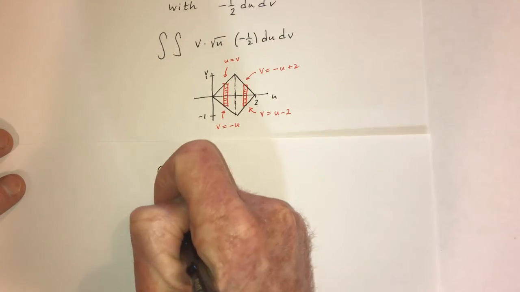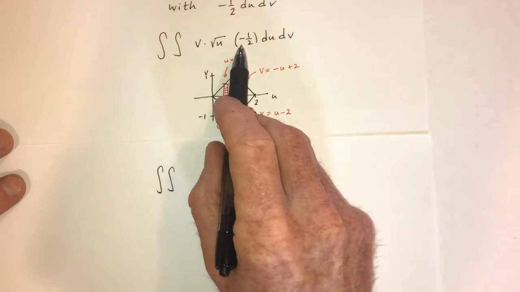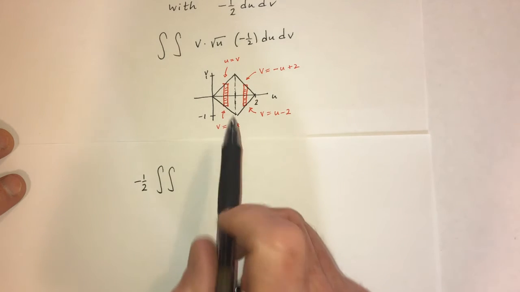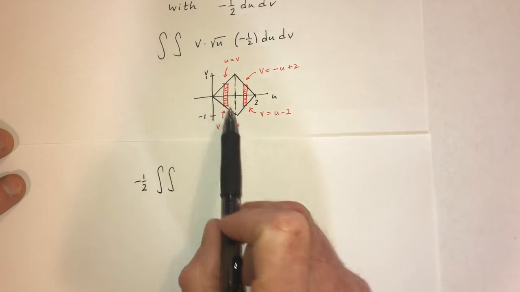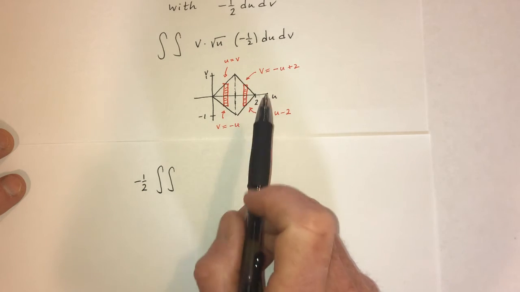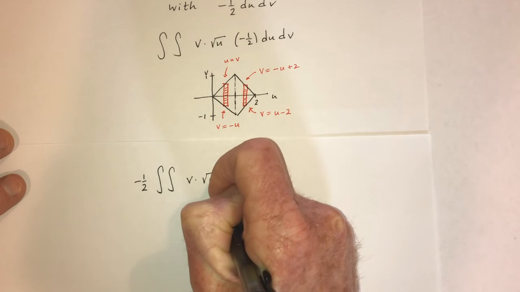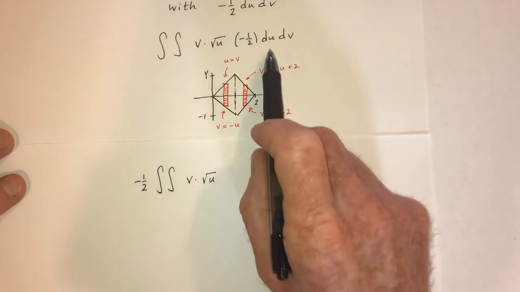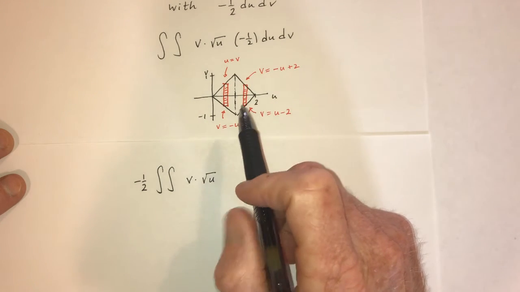So our double integral, well, for one thing, I'm going to take this negative 1/2 and just factor it out. And like I said, we have to make this into two integrals. One is going to be this left side of the graph, and then the right side. And so it's still going to be v times the square root of u, and then either du or dv. So I just automatically wrote down du dv, but you could always switch the order.